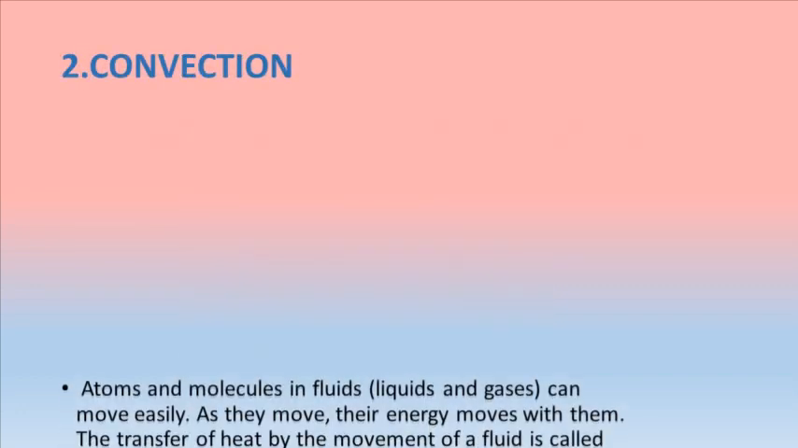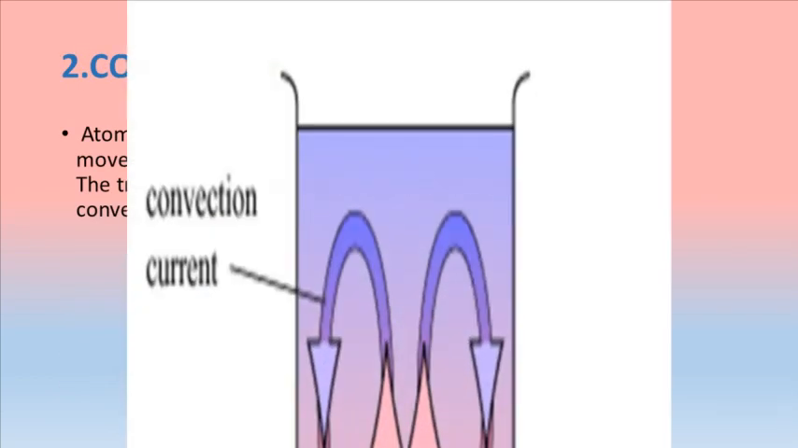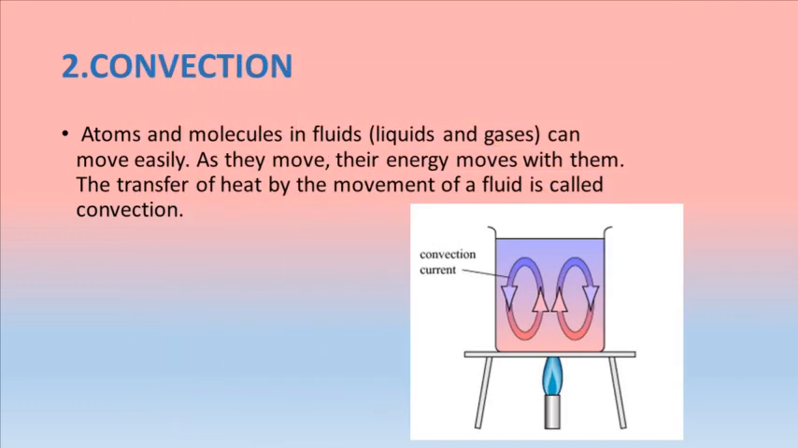Our second method is convection. Atoms and molecules in fluids, meaning liquids and gases, can move easily. As they move, their energy moves with them. The transfer of heat by the movement of a fluid is called convection. Look at the picture of the convection current.